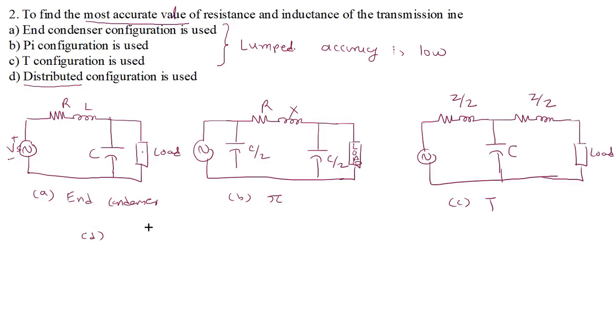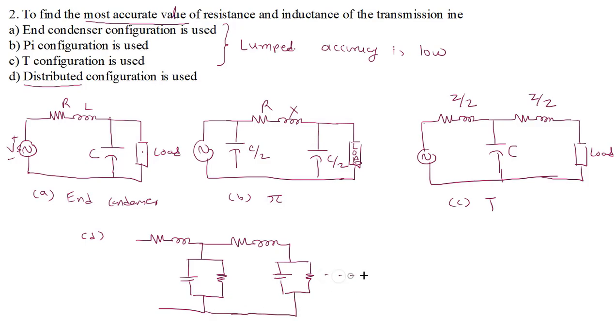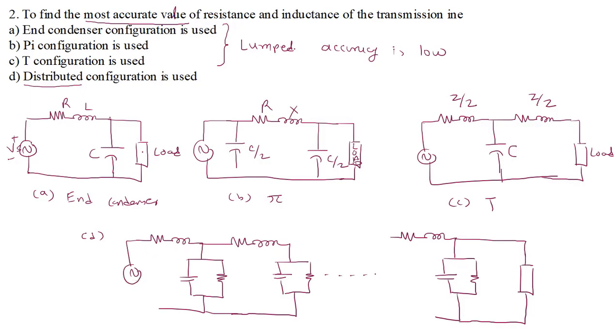Now option D is the distributed configuration, where all these parameters R, L, C and G are assumed to be distributed. So R, L, C, G. Again after some time, at the next line length, we can have again R, L, C, G and so on. So this is the distributed. Again at the receiving end we will have R, L, C, G and so on. So this is quite a complicated method but the most accurate method. This particular method is known as the distributed configuration.